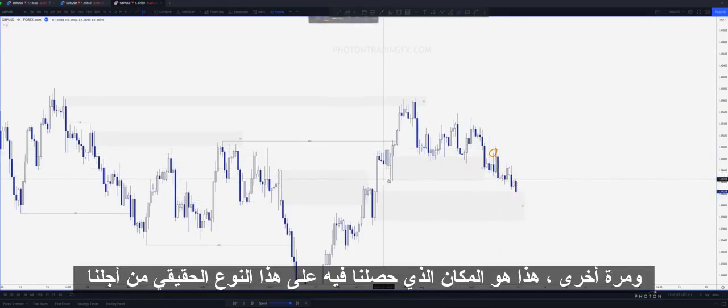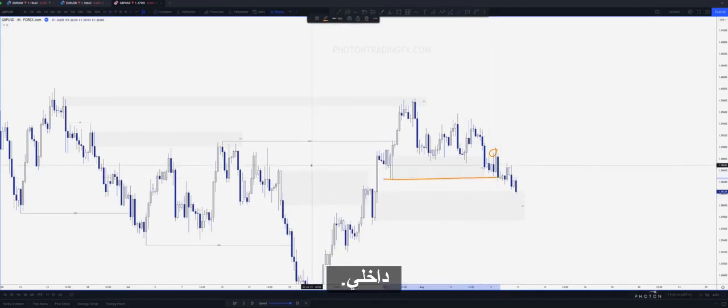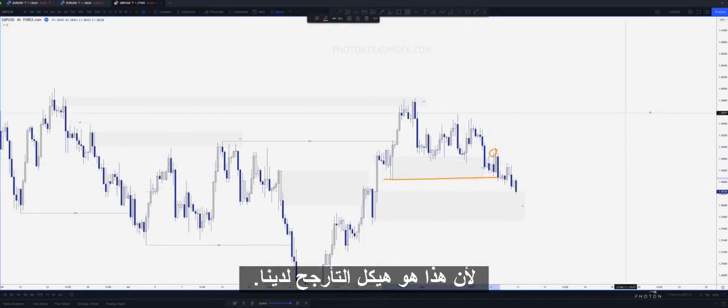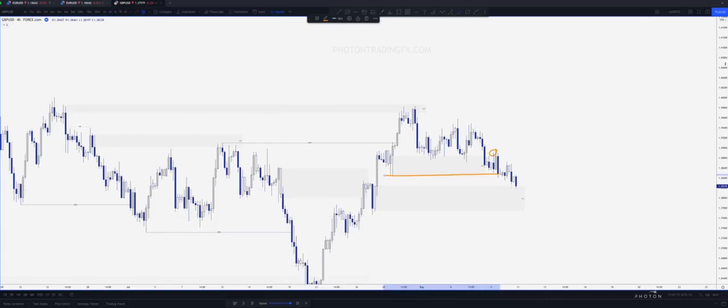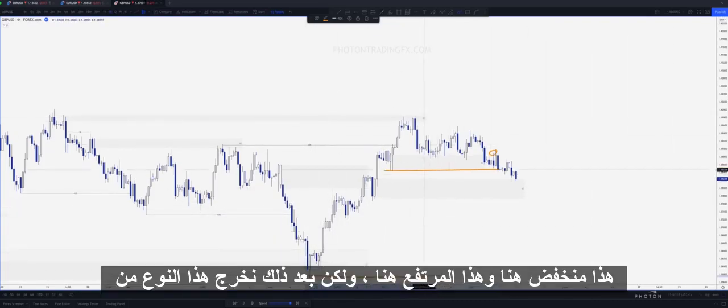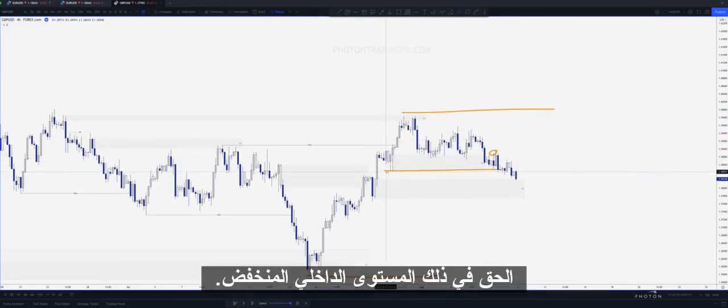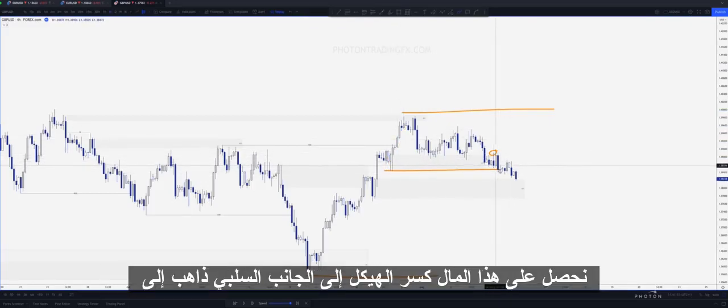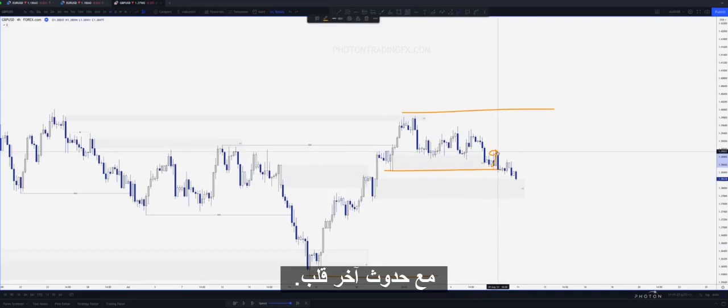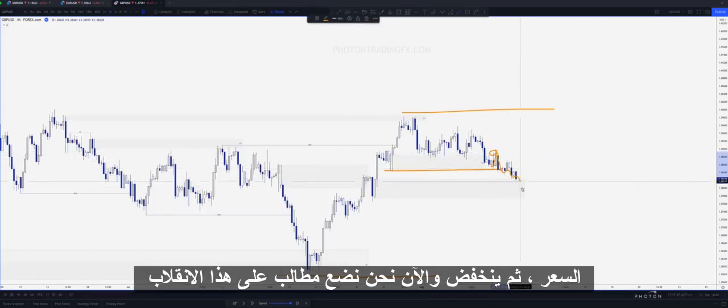And again, this is where then we got that true sort of 4-hour internal break of the low, right? Because this is our swing structure, this low here, and this high here. But then we take out this more minor low, right? That internal low. We get that minor breaker structure to the downside. That's kind of where that last flip happens. Price then comes down, and now we're pulling into this flip demand zone here.